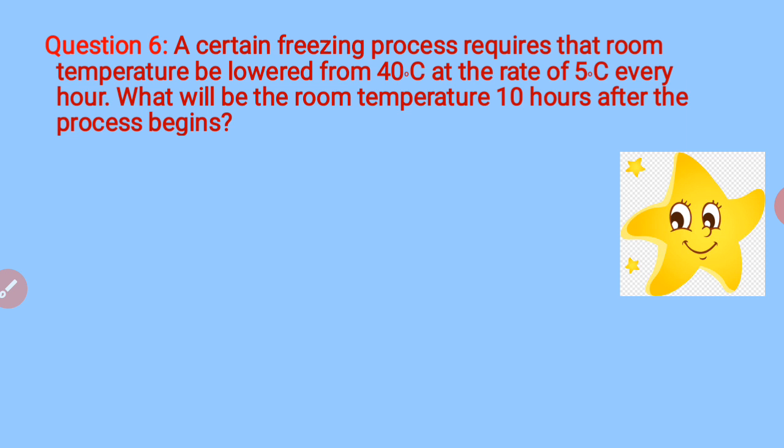Now, question number 6. A certain freezing process requires that room temperature be lowered from 40 degrees Celsius at the rate of 5 degrees Celsius every hour. What will be the room temperature 10 hours after the process begins? Now, children, you consider yourself to be in this room. Okay? And the temperature is lowering. The freezing process is going on.